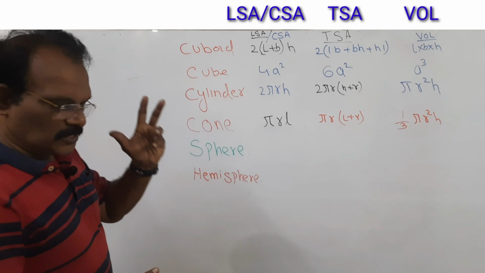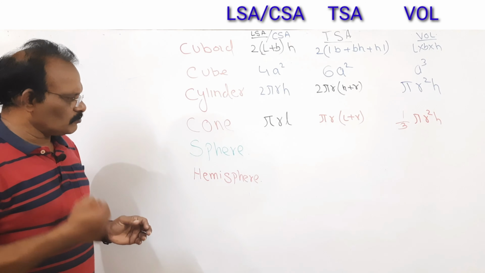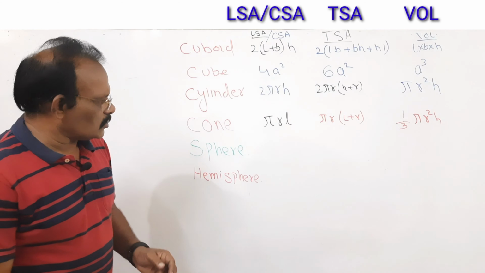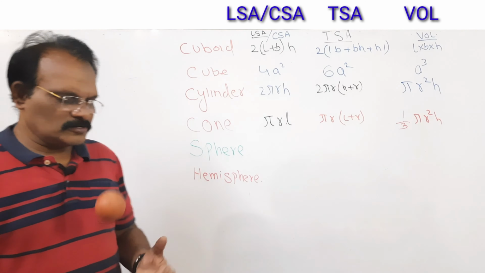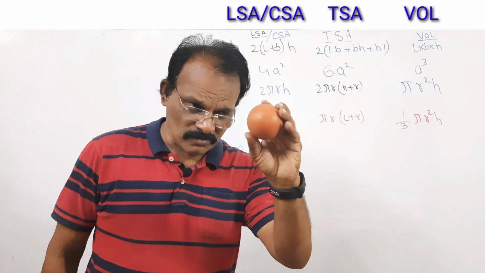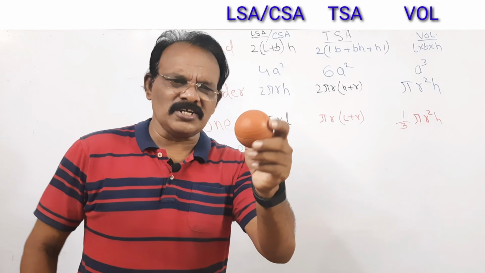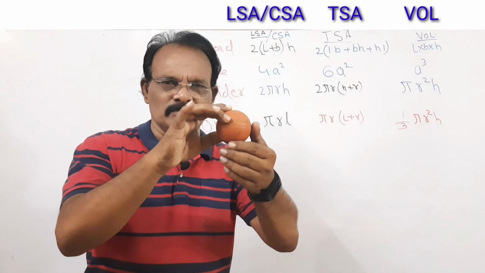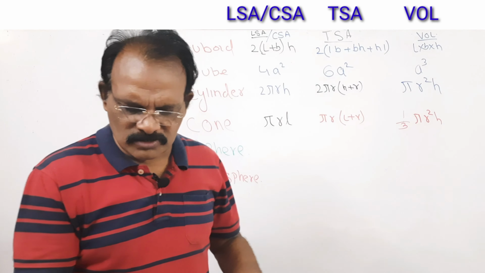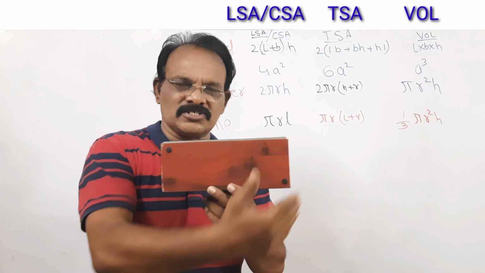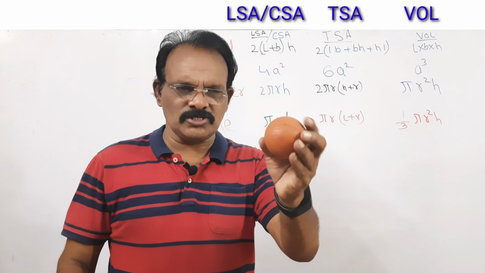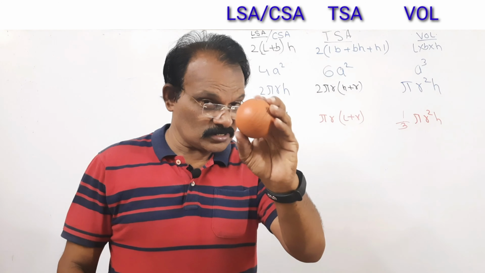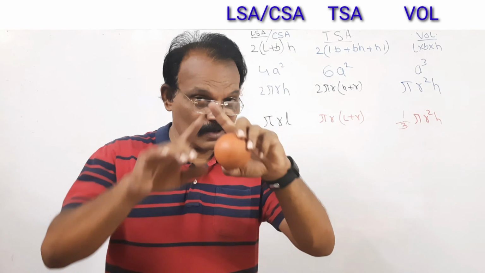Now we will go for sphere. What is sphere? Sphere is nothing but a ball. On all sides, if you put it in any position, the shape is same. If you put like this, if you put like this, but here there is no such case like a cuboid. Here, in whatever position you put, the shape is same. So that is why it is called sphere. Our earth is a sphere.